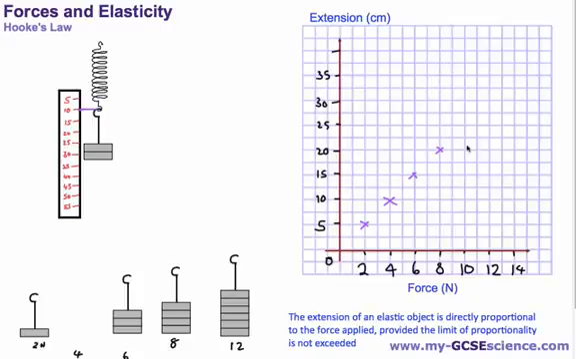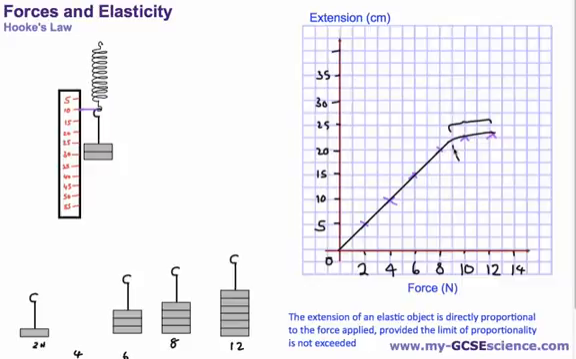But what you sometimes see after a certain point is this happening. Okay, so for this region of the graph, let me just draw it in for you. For this region of the graph here, the spring is no longer behaving like it did there. So if you double the force, or if you add the force, it doesn't go up in a proportional manner.